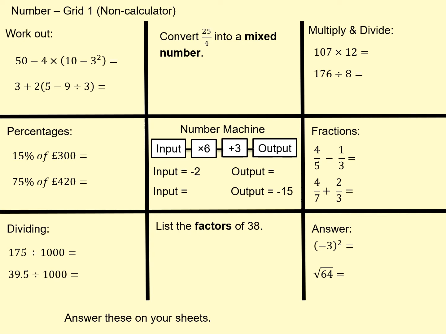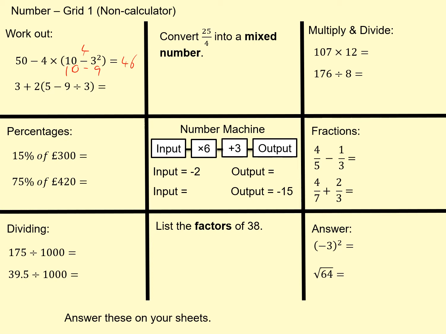Right, question 1. Work out 50 take away 4 times, all in brackets, 10 take away 3 squared. Remember BIDMAS, we're doing the brackets first. Within the brackets, I need to do the index first, that's the 3 squared bit. 3 squared is 9, so on the inside of the bracket it reads 10 take away 9, which is 1. Because of that 4 times on the outside, I'm doing 4 times 1, which is 4. And then 50 take away 4 is 46.